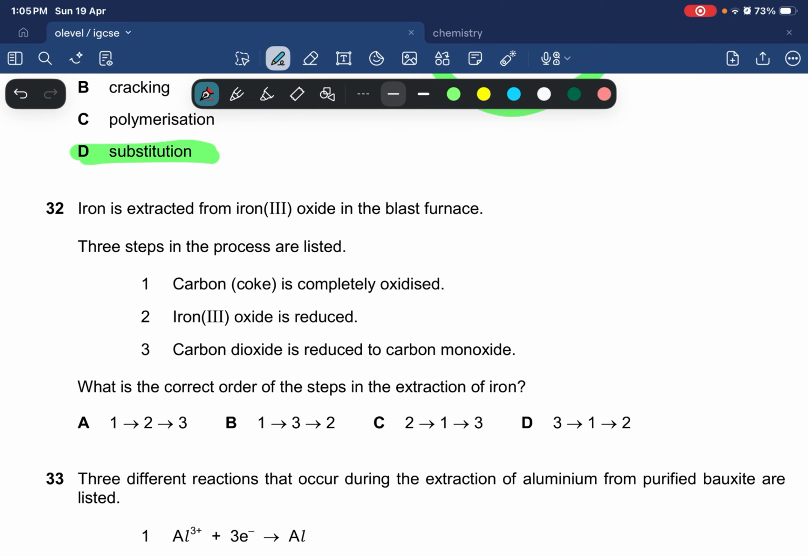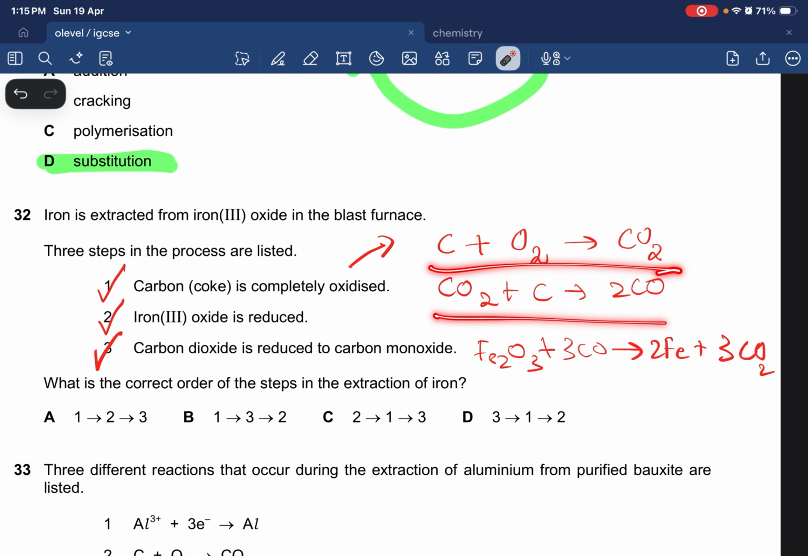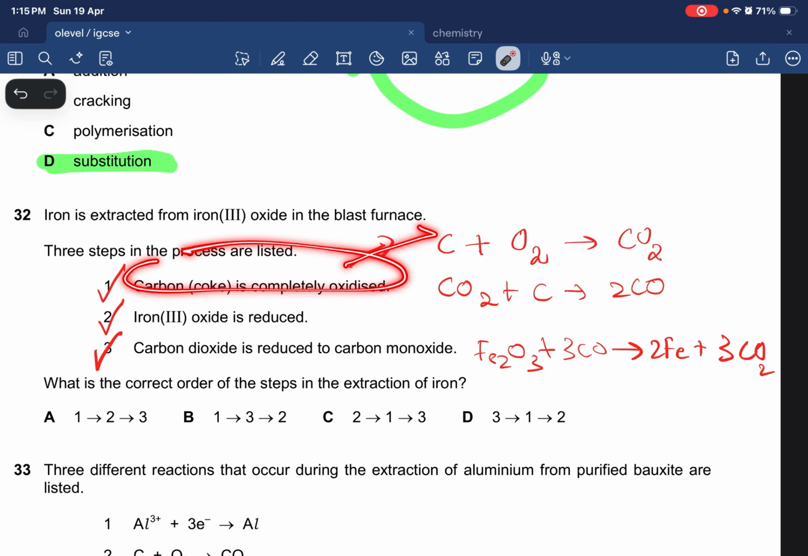3 steps in the process are listed. Carbon is completely oxidized. Okay, so you need to realize one thing over here that's important. What is the correct order? We have to write the order. So first, carbon is oxidized, iron is reduced, and carbon dioxide is reduced to carbon monoxide. So the 3 equations are first this, then this, then this. So the first one is carbon is completely oxidized. That's going to be the first step.